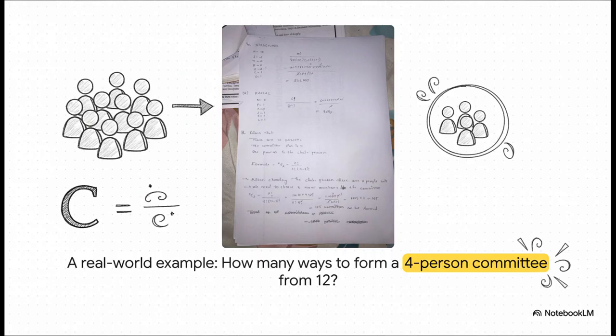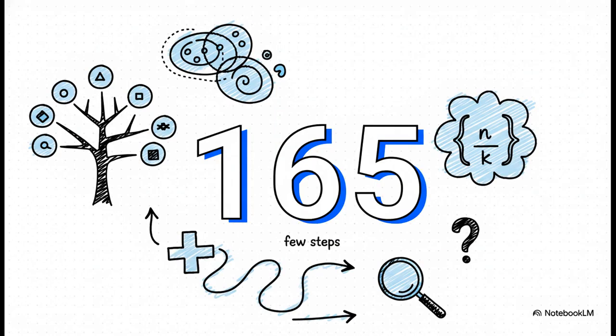The big question is, how do we figure this out without writing down every single possible group? Because that would take forever. And the answer is 165. That's it. 165 different ways. We didn't list them, we just used the formula from the notes, and boom, a few quick steps and we have our answer. And that is the magic of combinatorics. We found the exact number without doing the impossible task of listing every single option. We counted without counting. Pretty cool, right?